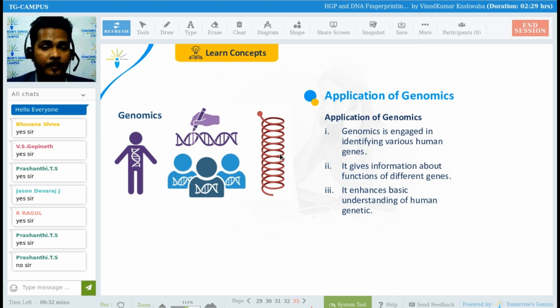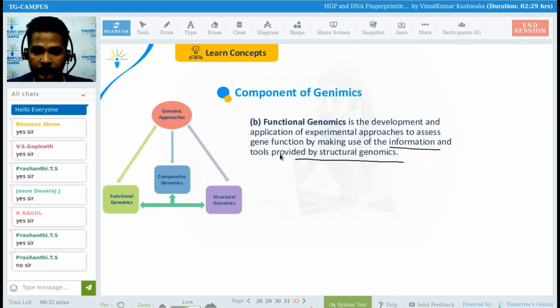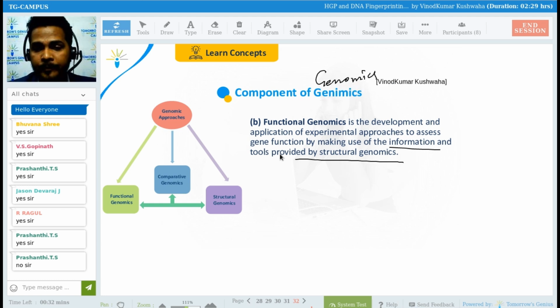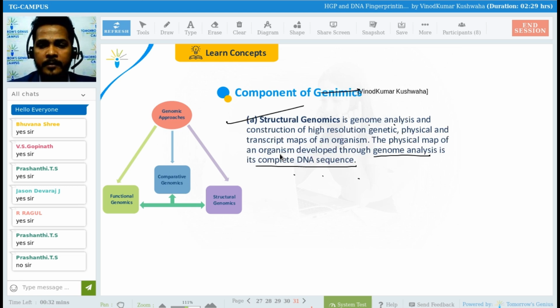Now, where is genomics used? Okay, here there is a slight mistake in the spelling, it is called genomics. So it is genomics, also in the previous slide. So it is genomics.